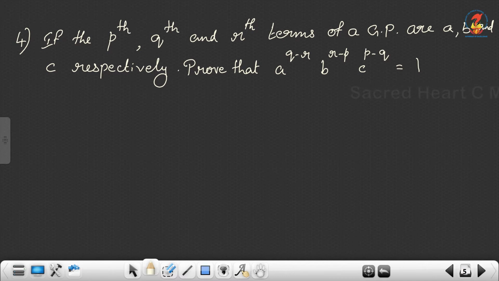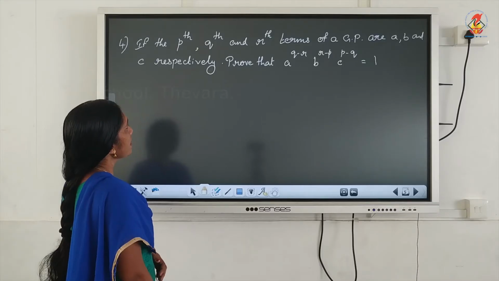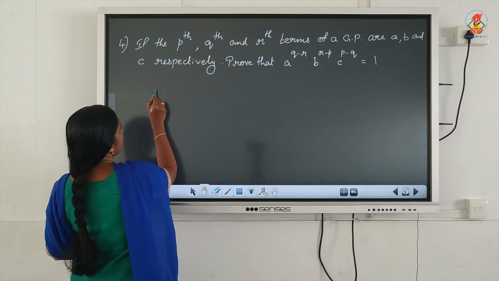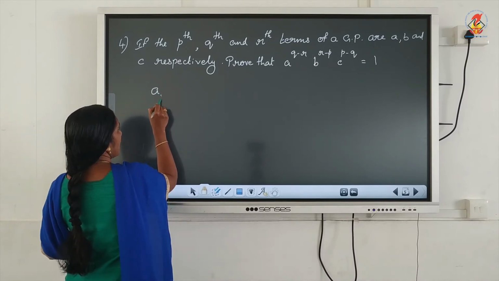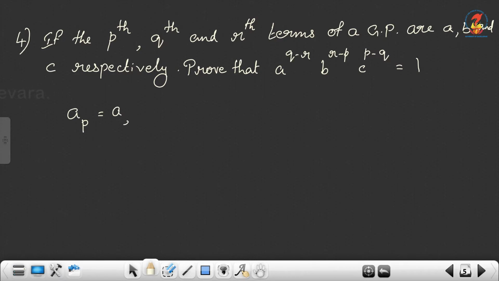The next one: if the pth, qth and rth terms of a GP are a, b and c respectively, then prove that a raised to q minus r into b raised to r minus p into c raised to p minus q is 1. So what is given? First we can write that the pth term is a, so the notation A_p is a, and the qth term is b and the rth term is c.